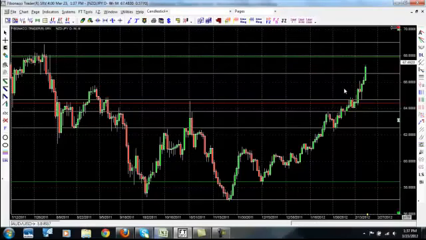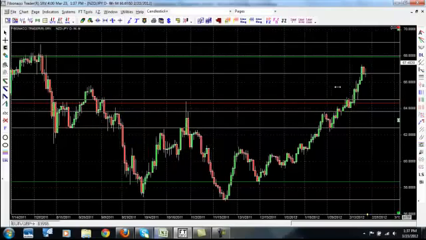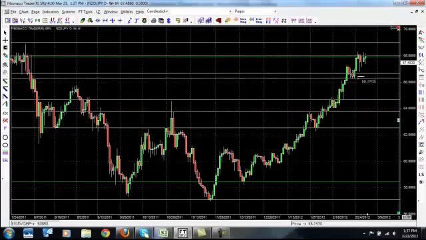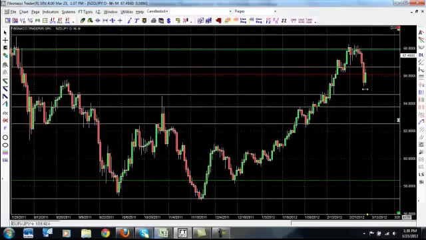And boom, it hit it again. I'm going to put my stop below this swing low here. Boom, we got stopped out. You got it? So we got stopped out.